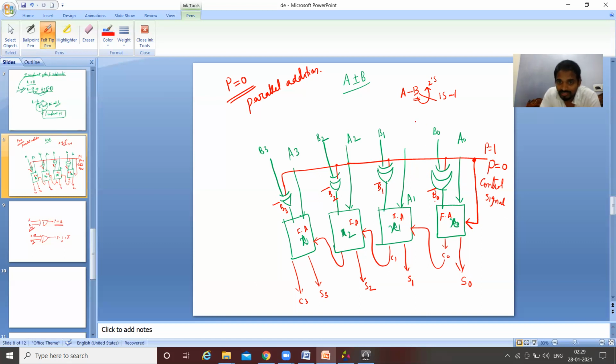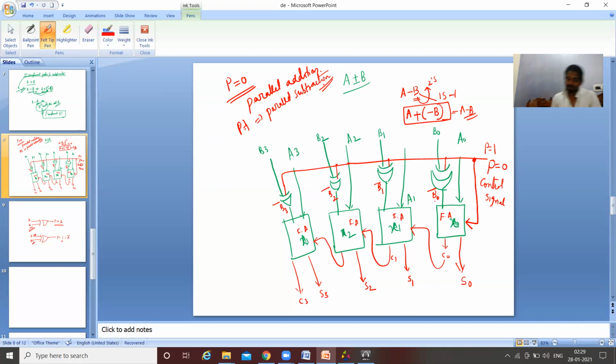Now this equation A minus B can be written as A plus of minus B. We represented B as a negative number, then addition. So this resultant is A minus B, subtraction. So when P is equal to 1, it performs parallel subtraction.